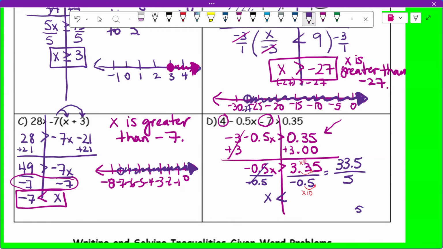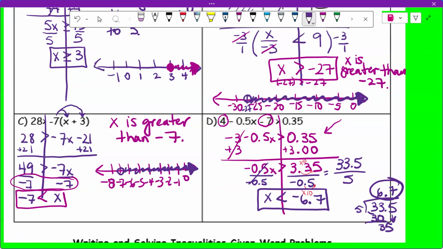So we have to do a little bit of division, 5 into 33 5/10. Decimal comes straight up into the quotient. We're going to do a little bit of long division. And I know you are super happy with this answer. -6 7/10. Does that put a smile on your face?